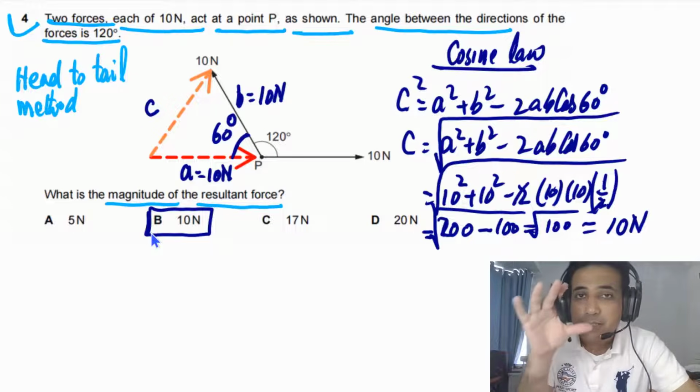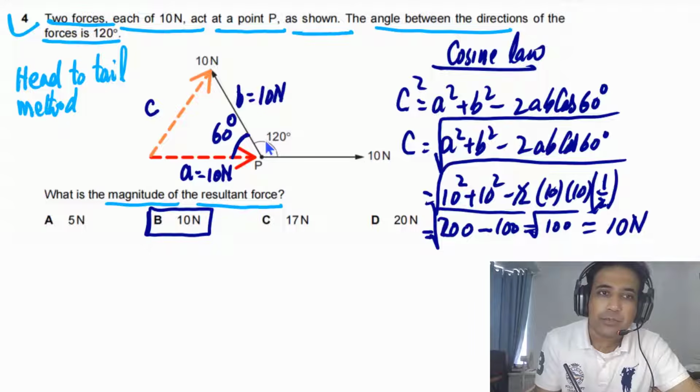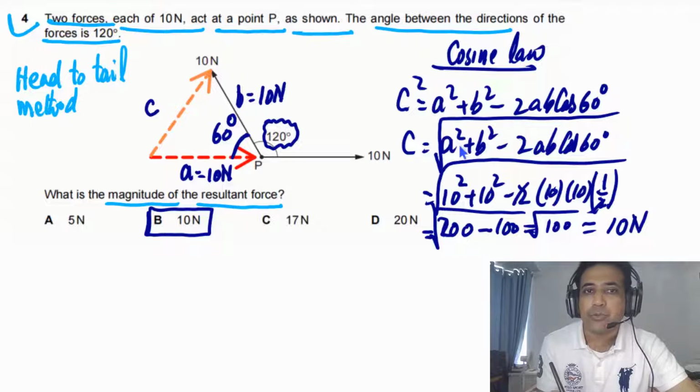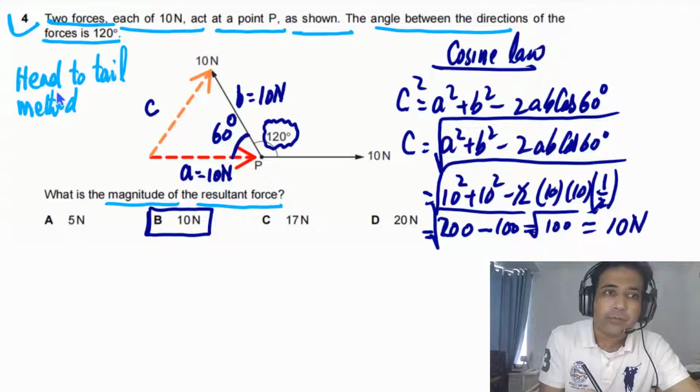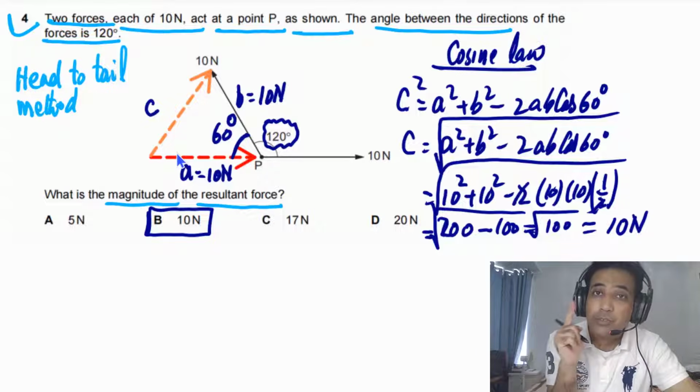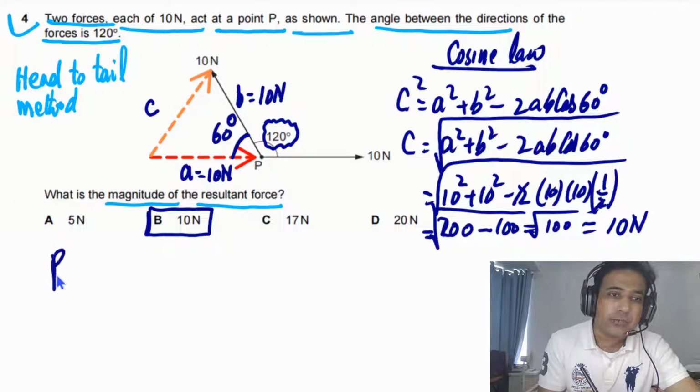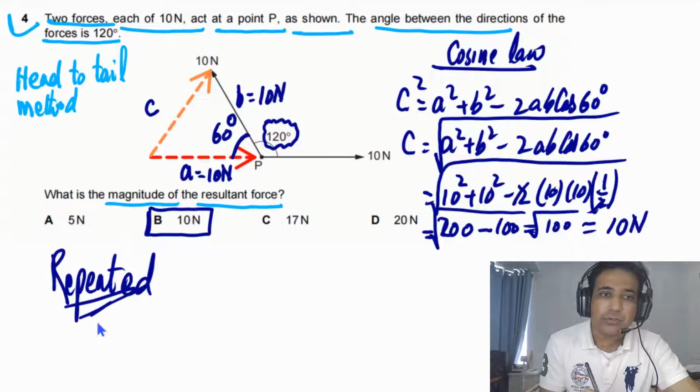The common misconception with many students is that when they see this one, they assume the angle between two vectors is 120, and they simply use the cosine law and get the wrong answer. So you need to apply first of all the head to tail method, then you need to figure out the angle. Very important point. And this question is a repeated question. You can also see it in other papers. So this is a repeated one.